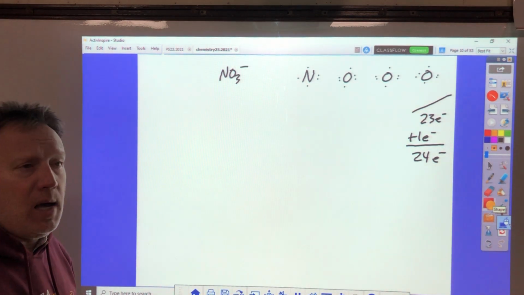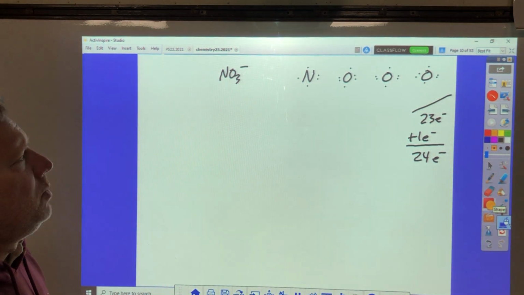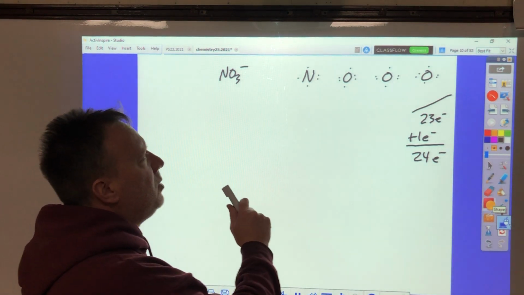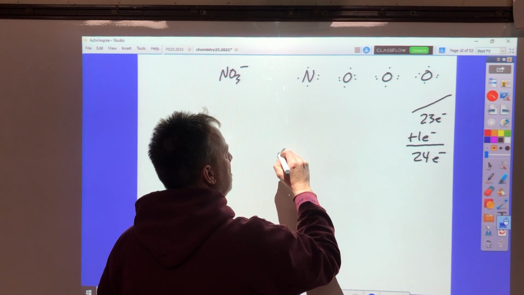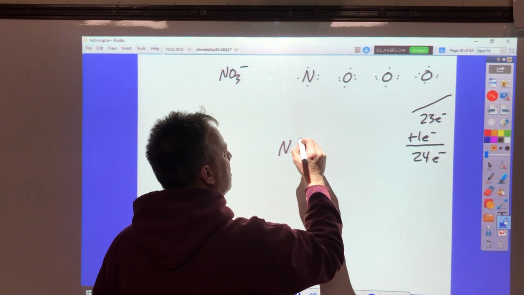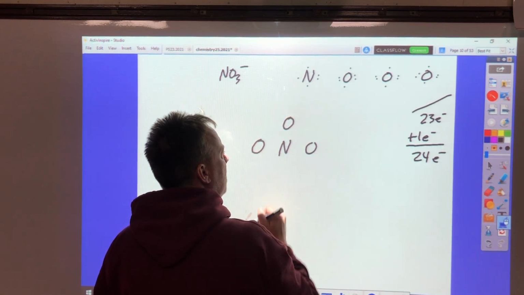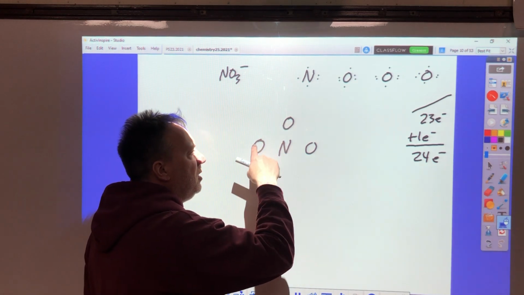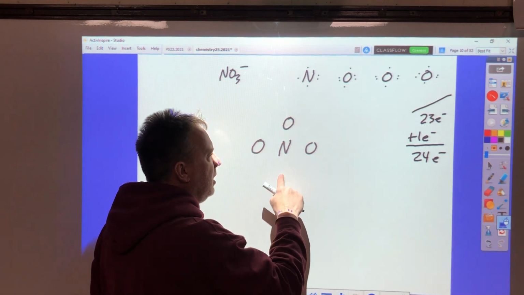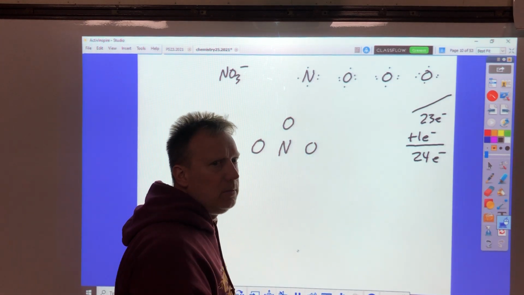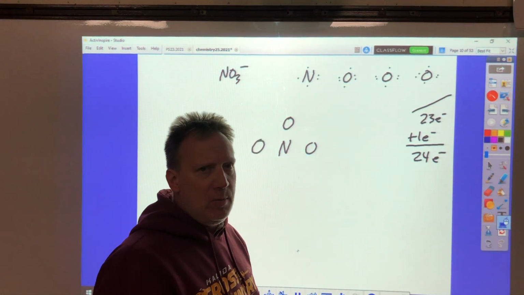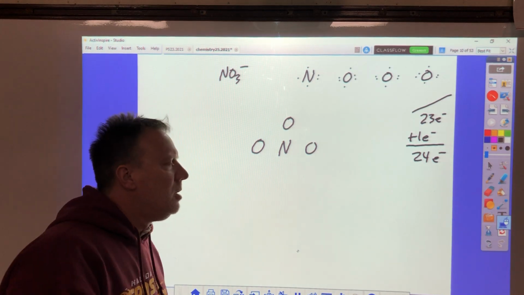Now we need a central atom. Which one do we pick? Well, not only is nitrogen the odd one out, but it's closer to carbon. So put nitrogen in the center, put an oxygen here, here, here. By the way, I could have my 3 oxygens placed in other arrangements. That won't matter. You're going to end up with the same answer every time, regardless.